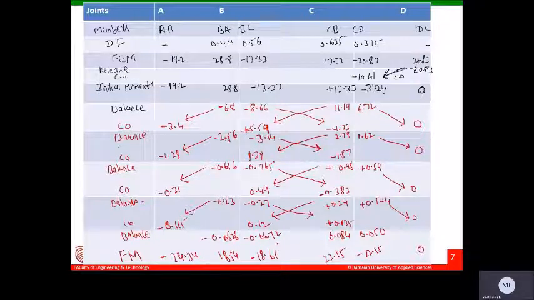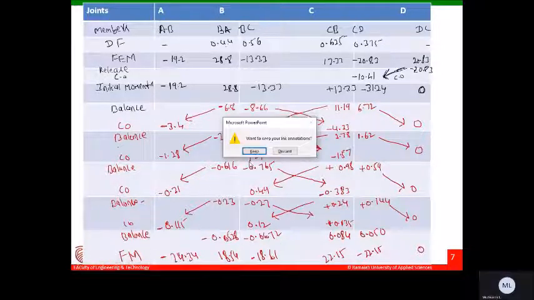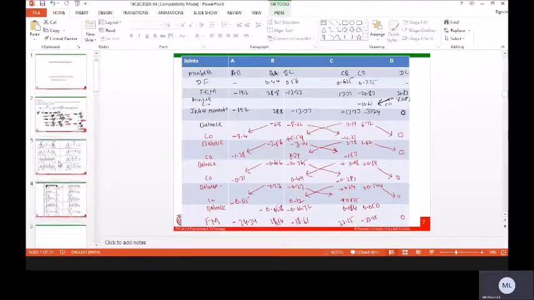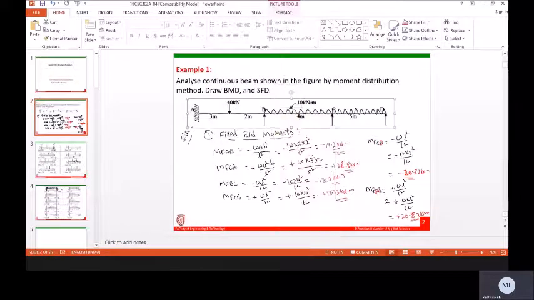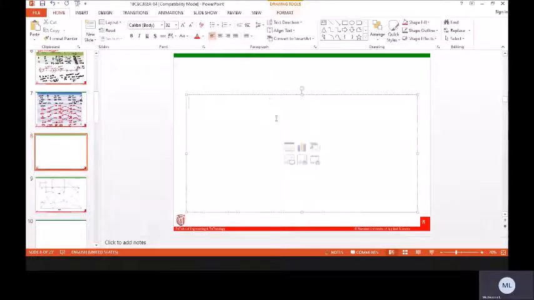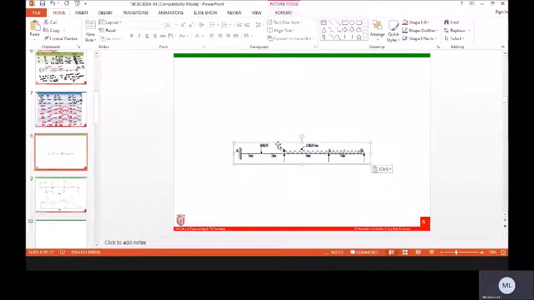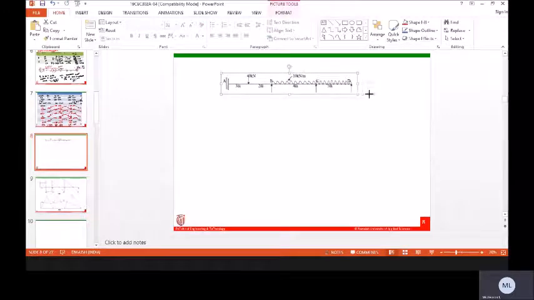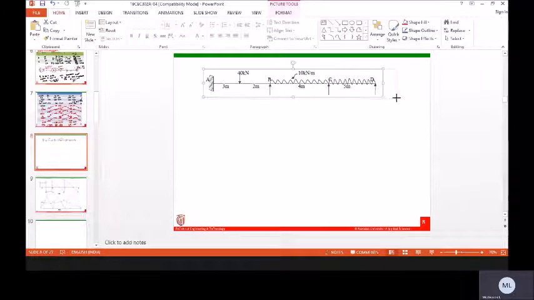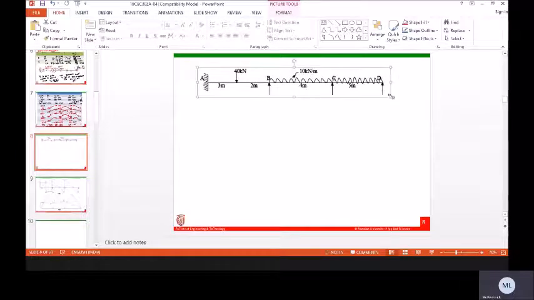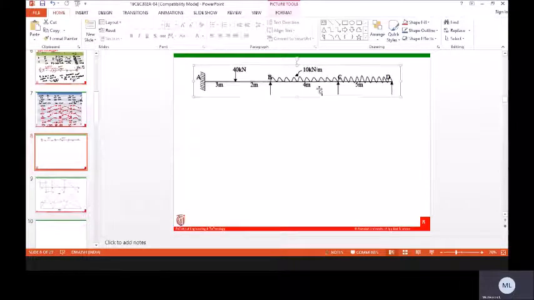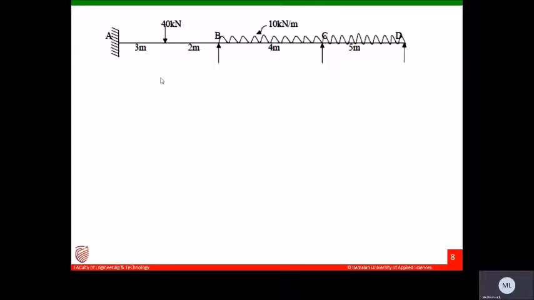Next, what do I have to do? Next, let us take the real beam. Let us take the real beam here. So this is a real beam, and this is a real beam here. Okay. Then let us take the real beam.